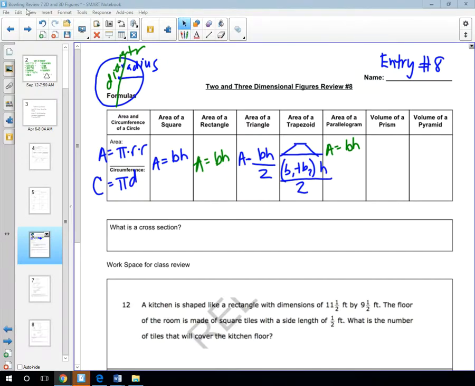Volume of a prism. Remember the difference between a prism and a pyramid. A prism has the base that's being repeated throughout the whole shape. A pyramid has that one base and then it comes to a point. So the volume of a prism, if I'm filling it up, I want to find that first layer, which is my big B. So V of a prism is big B times H, where big B is the area of the base, and H is the height of the prism.